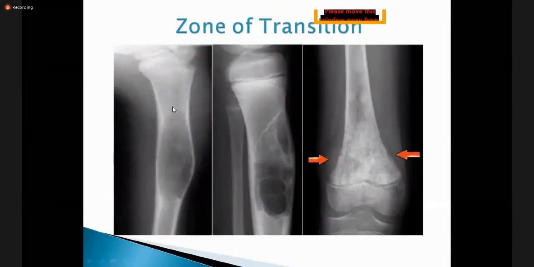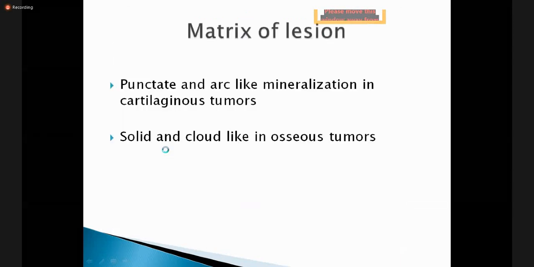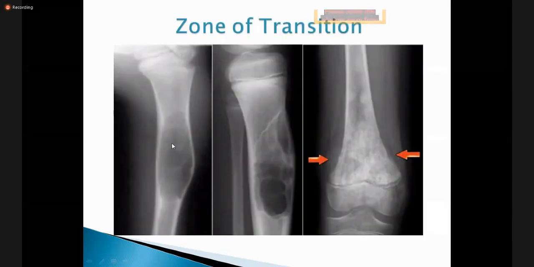Now you can assess: there is an osteolytic geographical lesion without sclerotic margin. So this is a narrow zone of transition. Here is an osteolytic lesion with multiple septa and a thin sclerotic margin. We can separate this normal bone from this abnormal lesion. So there is also a narrow zone of transition.